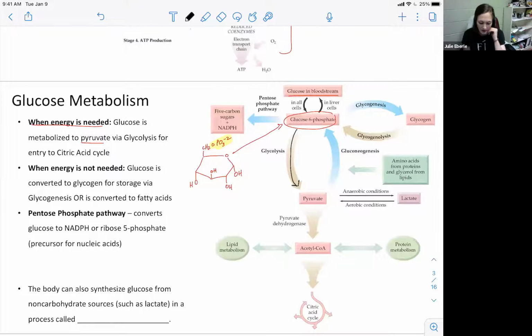Okay, so we're going to run glycolysis, and we're going to break down glucose to pyruvate when we need energy. And then pyruvate will make acetyl-CoA, and that will feed into the citric acid cycle.